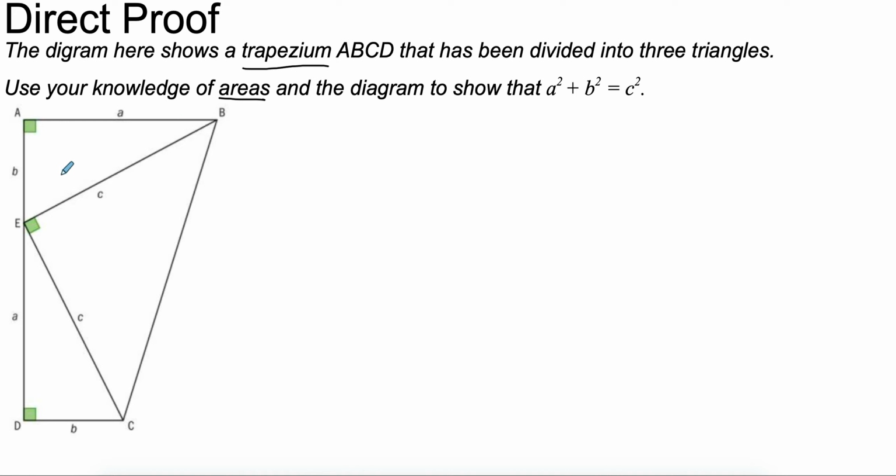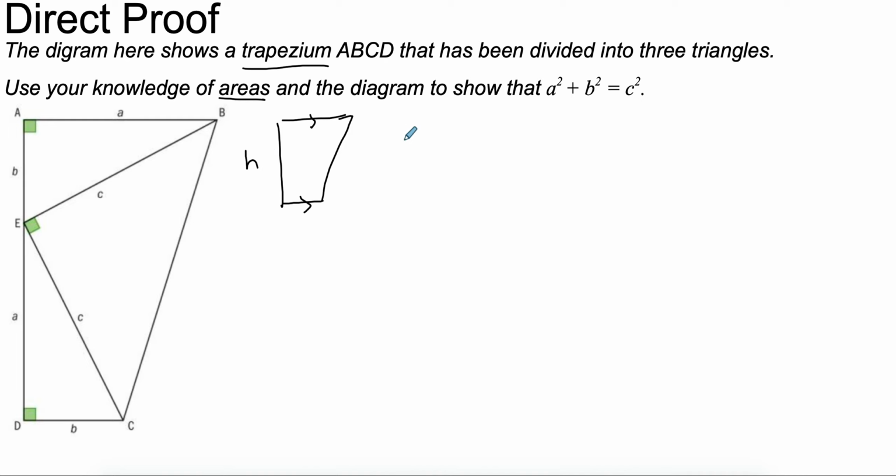Well, I know the area of right angle triangles. I have 3 right angle triangles. I also know the area of a trapezium. So if I redraw this as a trapezium only, I have my 2 parallel sides and I have my height here. So let me see.